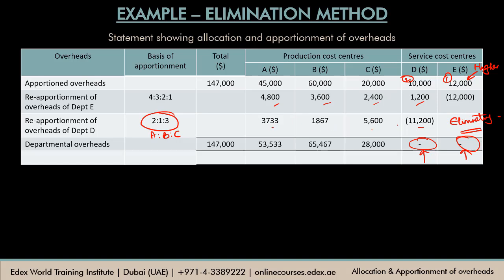So when you divide 11,200 in the ratio 20, 10, 30, so 2:1:3, you would get 3,733, 1,867 and 5,600. And at the end, if you see, the production cost centers, the total overheads are done. The important thing here is, ultimately the cost of service cost centers has to be 0. You cannot have any overheads left in the service cost center.